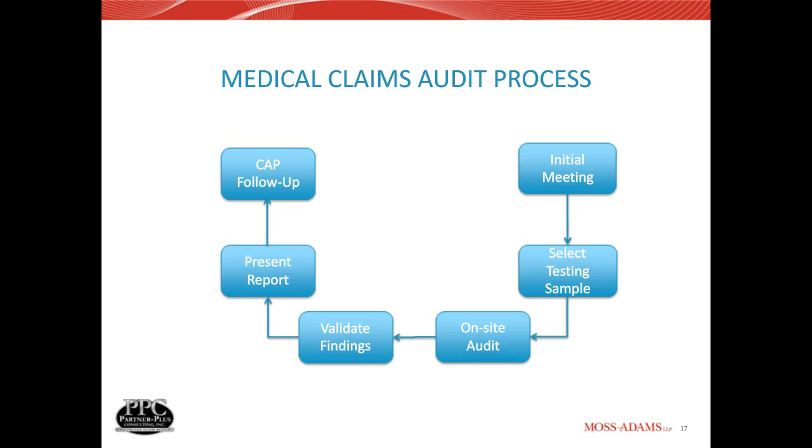The next step is to actually select the sample. This involves working with the administrator to receive the claims data, and it requires them to run a really huge report from their TPA claim system for us, and that takes a number of weeks. Then from there, we take that claim set and select the claims, based on the sampling method that we agreed upon with the employer. The next step is really the meat of the process, where we actually go on site and do our testing and perform the claim review.